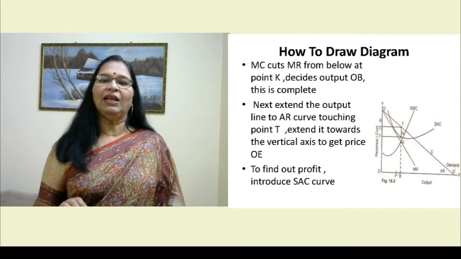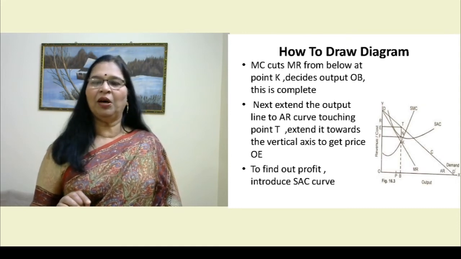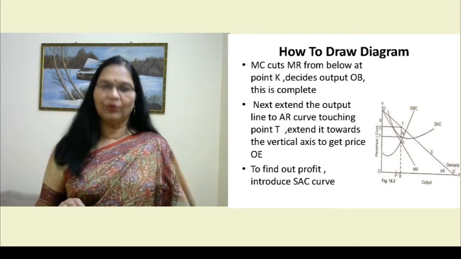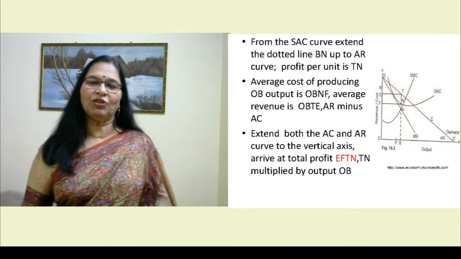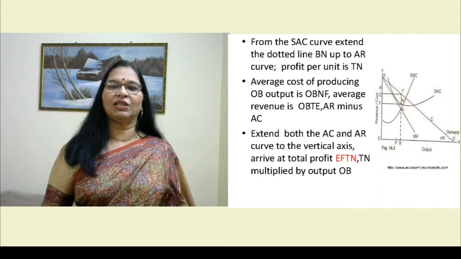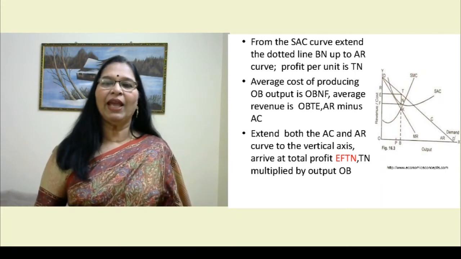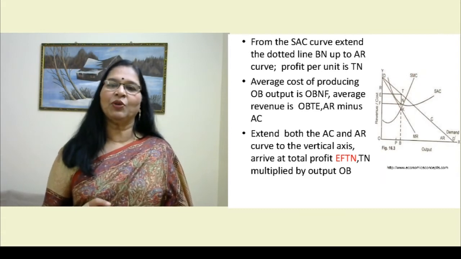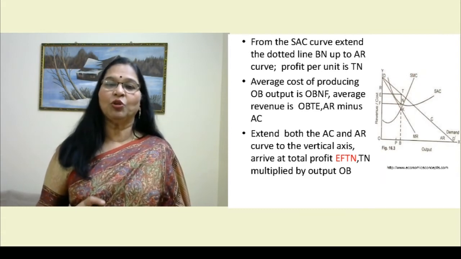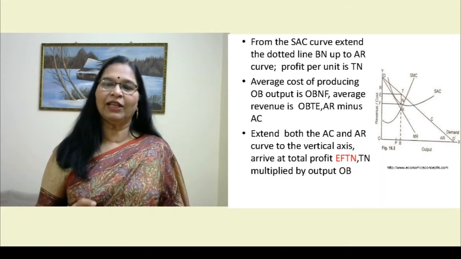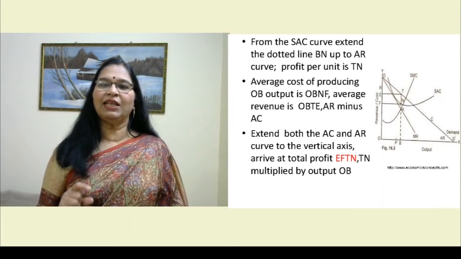Once that is done, to identify the profit, you have to introduce a short run average cost curve. So once you have introduced a short run average cost curve, then from that short run average cost curve, extend the dotted line BN to AR. So BN is the per unit cost curve. So that cost curve, extend it to the line AR. So when you extend it to the line AR, we are getting profit per unit as TN.